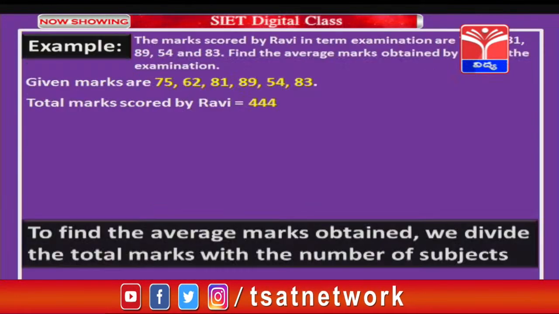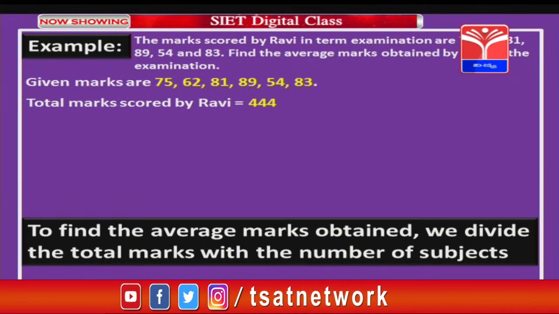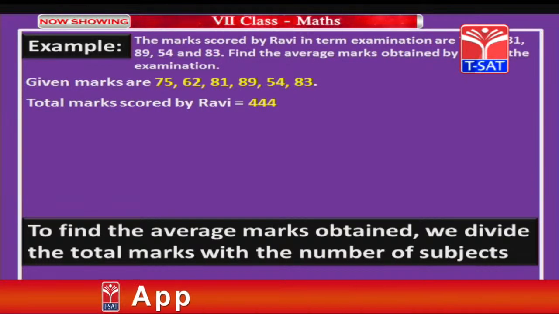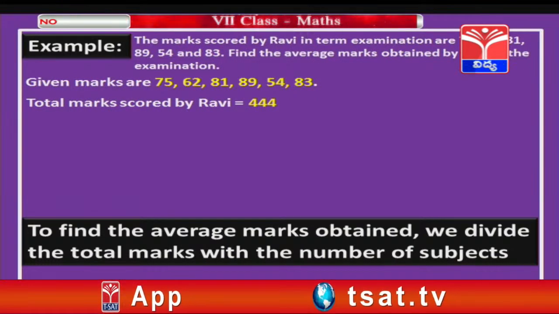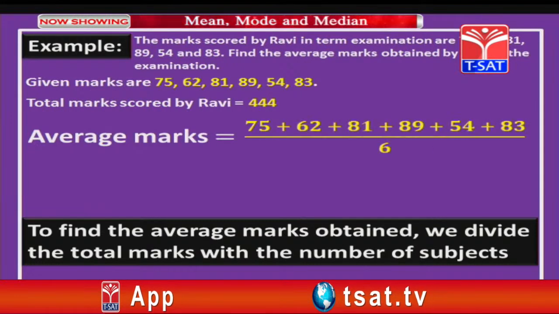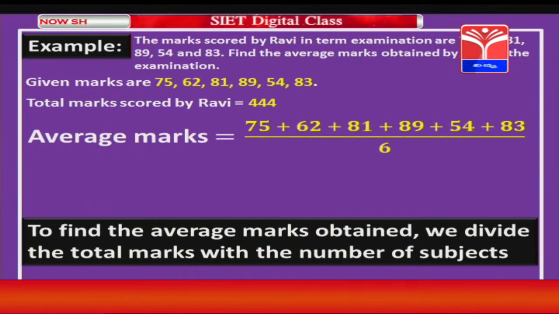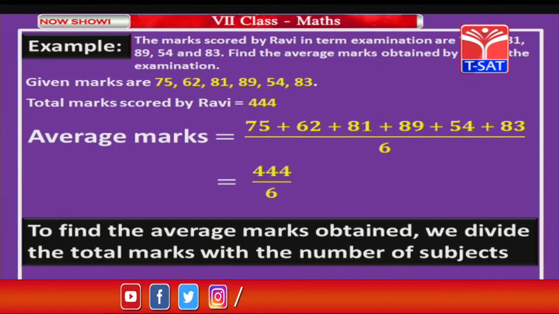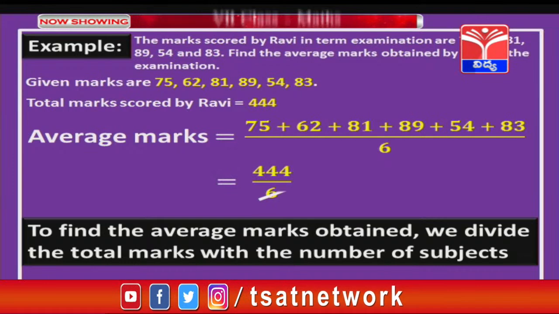444 we got. To find the average marks obtained, we divide the total marks by the number of subjects. So, how many subjects are there, children? Yes, we have 6 subjects. So, we are going to divide the total, that is 444, by 6. Now, let us divide them.